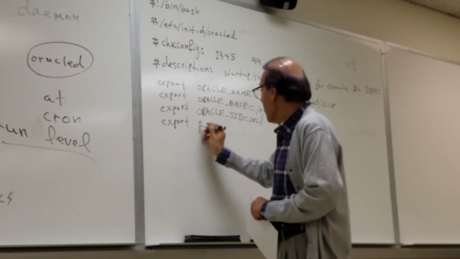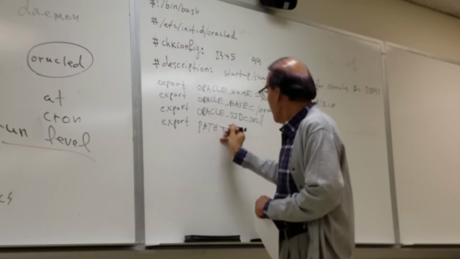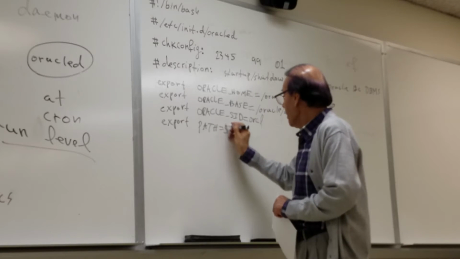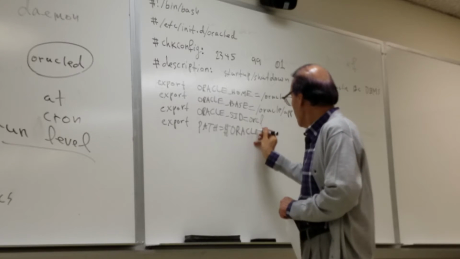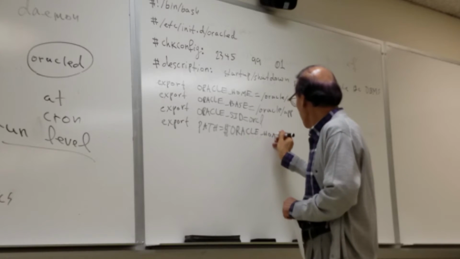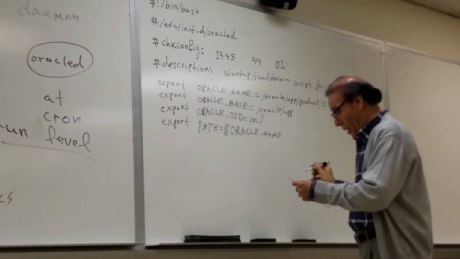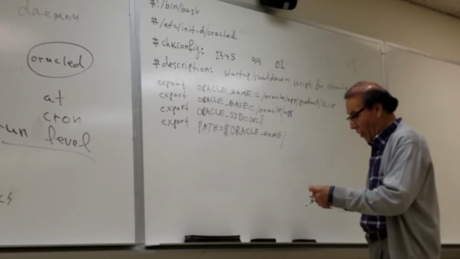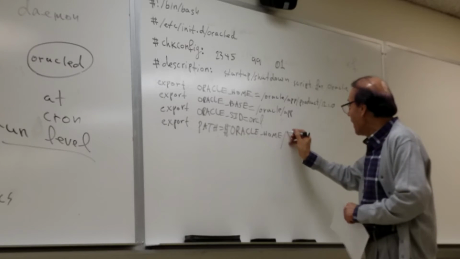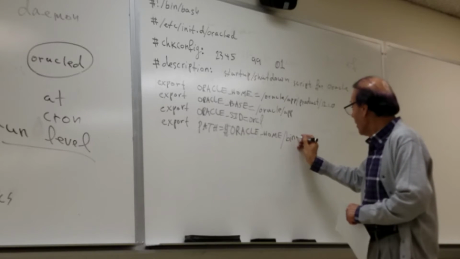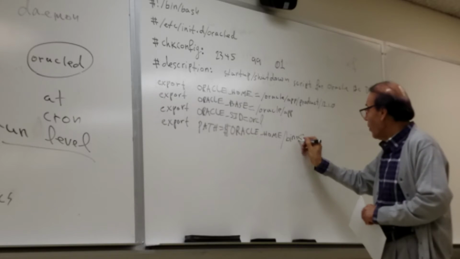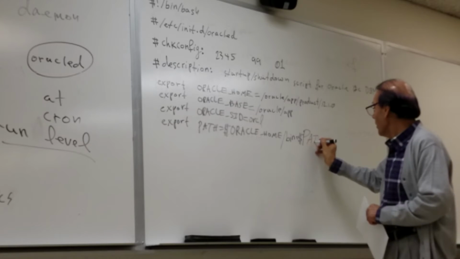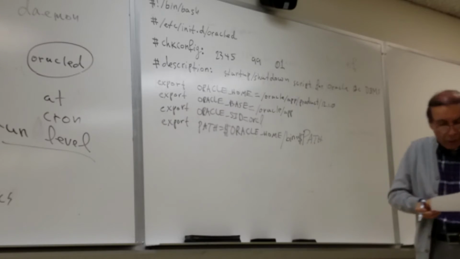Export path equal $, Oracle Home, slash bin, colon $, path. Okay, that's good enough.